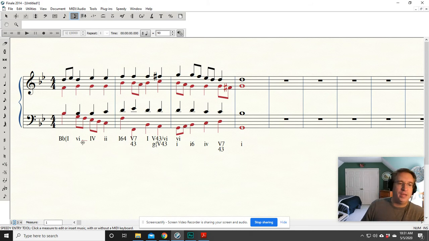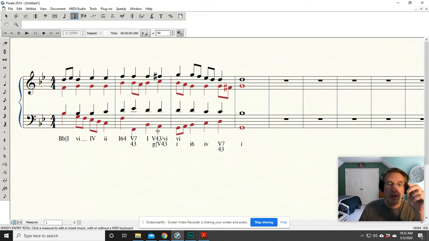So what's happening is we are analyzing the first part in the first key, which is B flat. And then what happens is we have a moment where the two keys are overlapping. We have a secondary dominant, a 5, 4, 3 of a 6 going to a 6. But what happens is it does not go back to the key of B flat. It stays in the key of G minor.